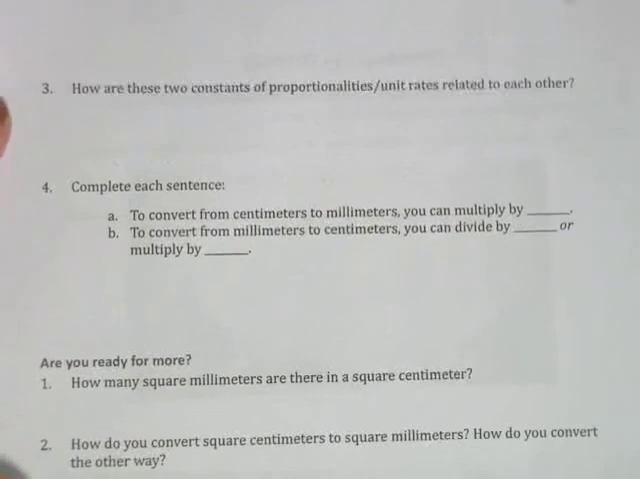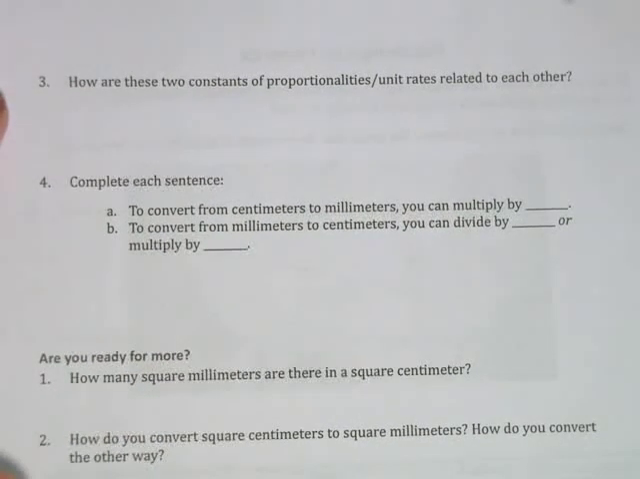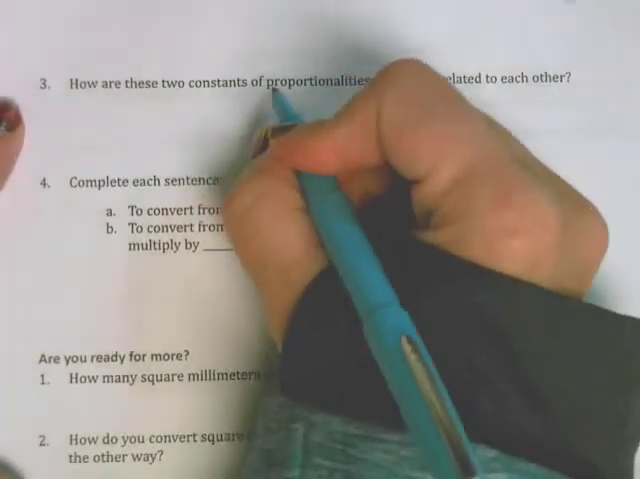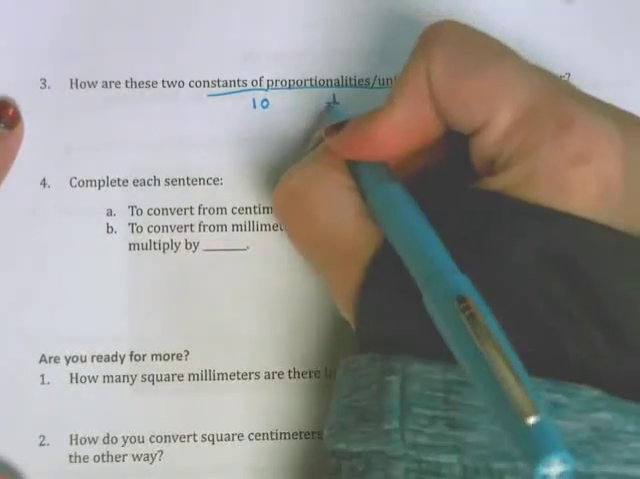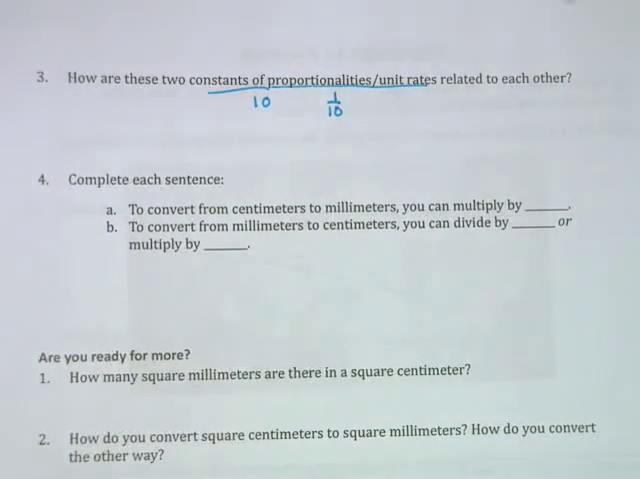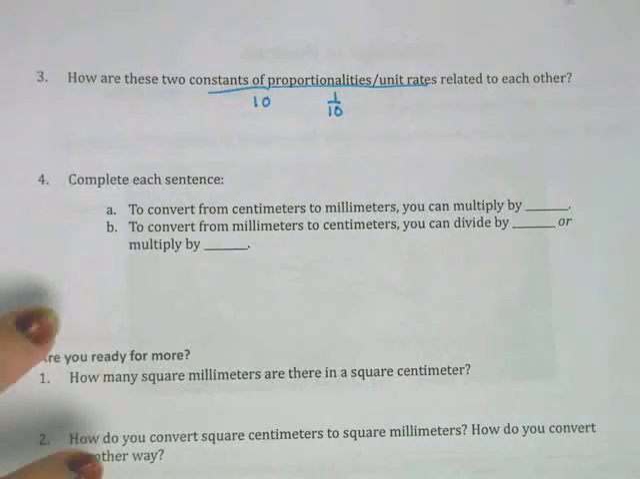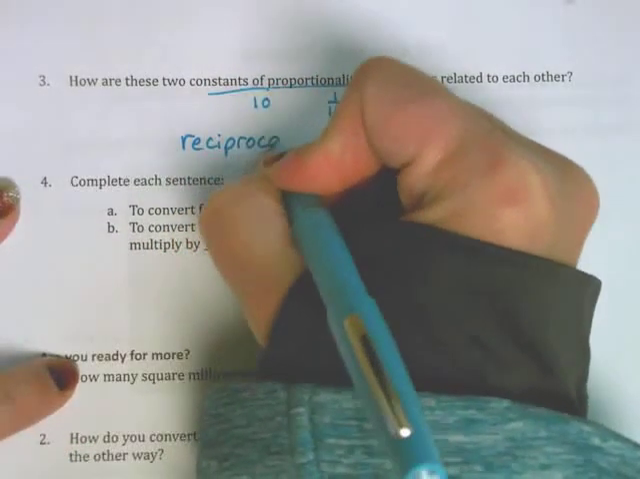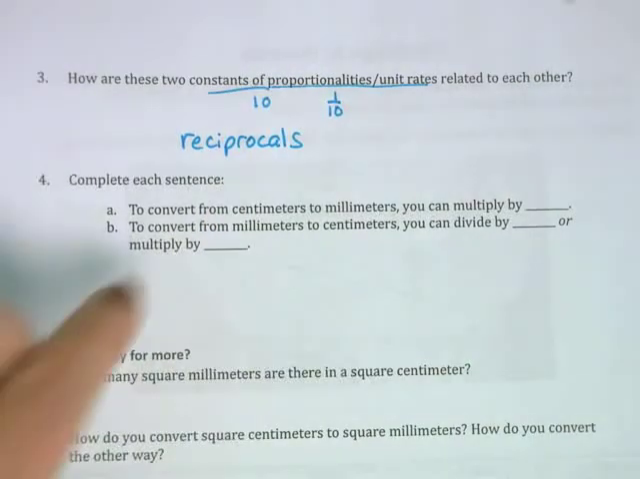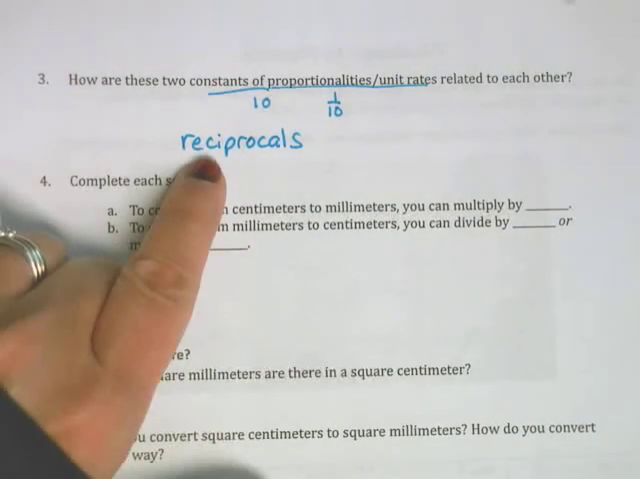So question 3 just says, how are these two constants of proportionality or unit rates related to each other? Let me remind you, the first one was 10 and the second one was 1/10. So how did I say those are related to each other? What are they called? They are reciprocals. Reciprocals. Have you used that word in the past? The reciprocal, the flip of each other?